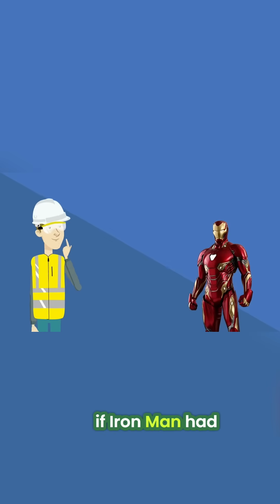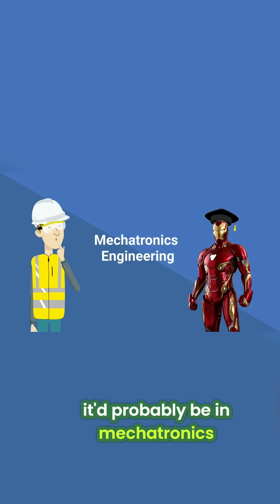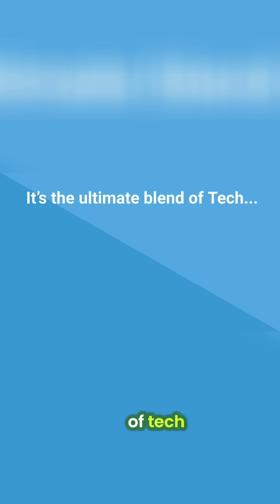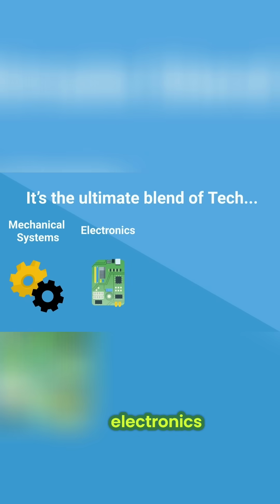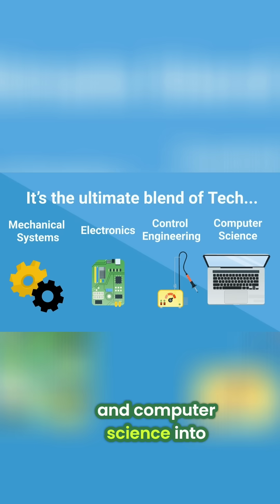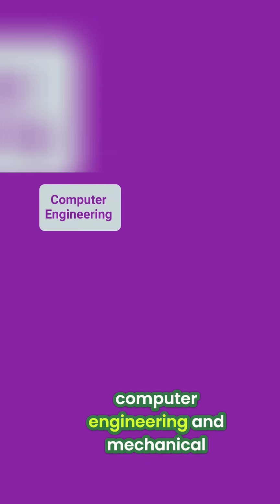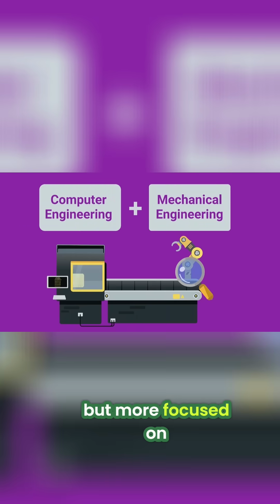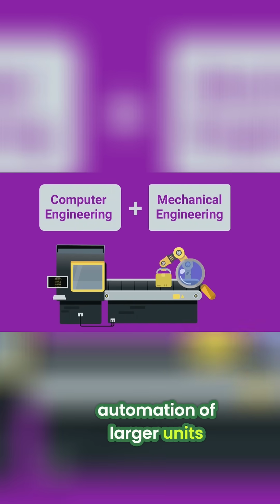Now, if Iron Man had an engineering degree, it'd probably be in mechatronics. It's the ultimate blend of tech, mechanical systems, electronics, control engineering, and computer science into one compelling field. It's sort of like computer engineering and mechanical, but more focused on automation of larger units and systems.